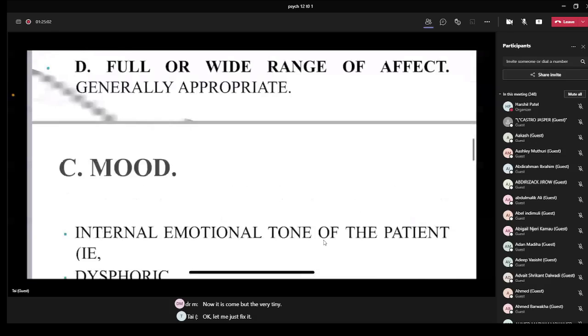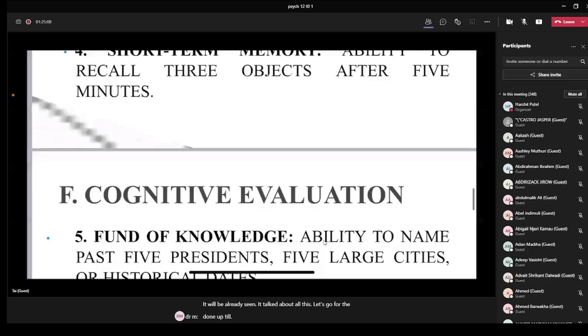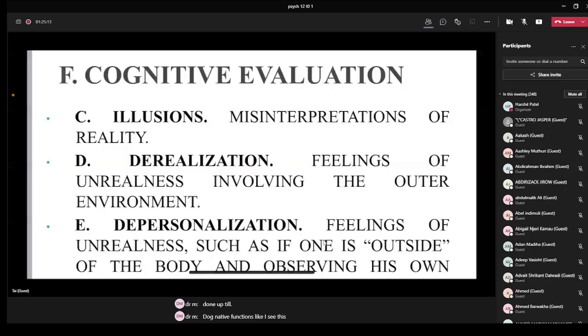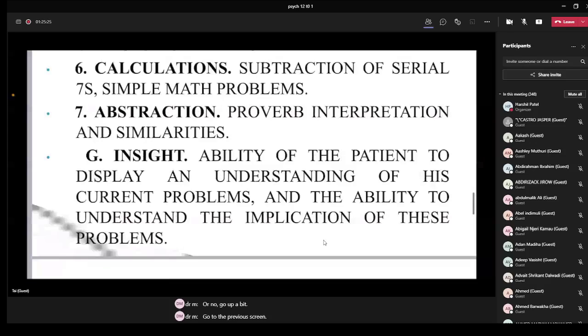We've already talked about all this. Let's go further down up to cognitive functions. Okay, I can see the screen, but that's where we are. Oh, no, go up a bit. Go to the previous screen. Yeah, we were at abstraction. We're talking about abstraction, yeah?